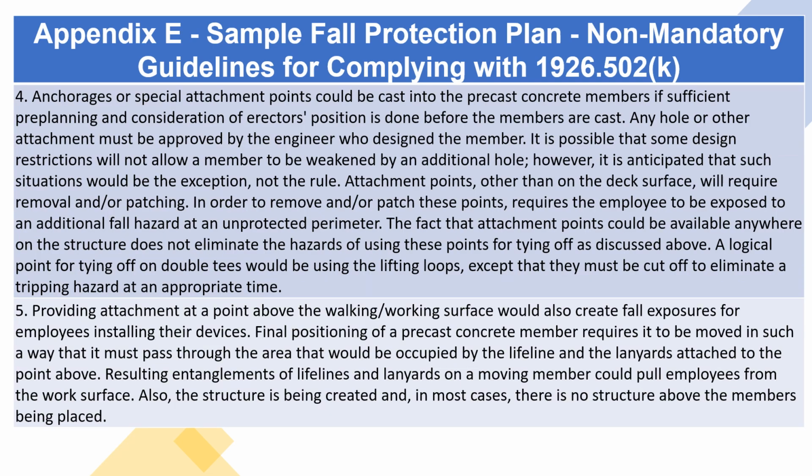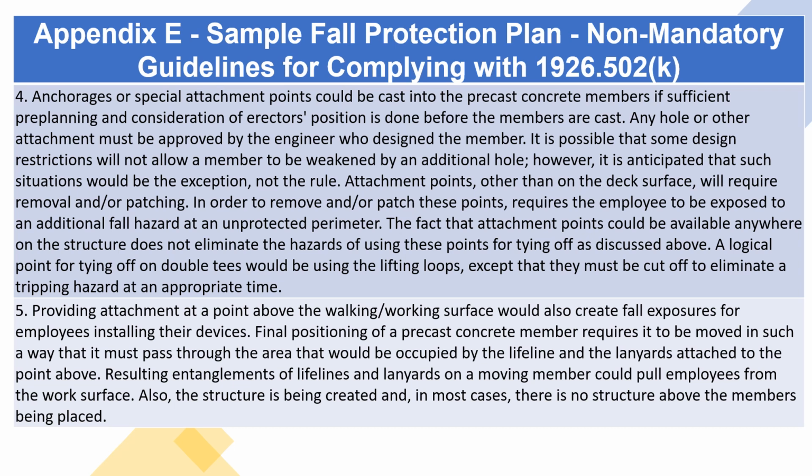4. Anchorages or special attachment points could be cast into the precast concrete members if sufficient pre-planning and consideration of erector's position is done before the members are cast. Any hole or other attachment must be approved by the engineer who designed the member. It is possible that some design restrictions will not allow a member to be weakened by an additional hole. However, it is anticipated that such situations would be the exception, not the rule. Attachment points, other than on the deck surface, will require removal and/or patching.